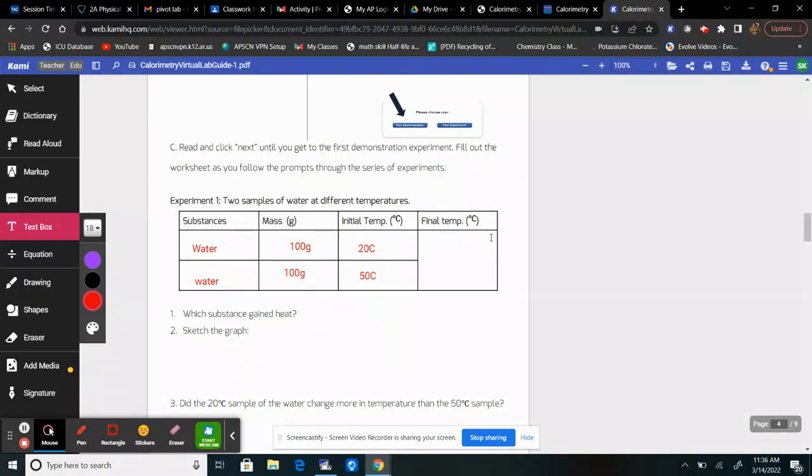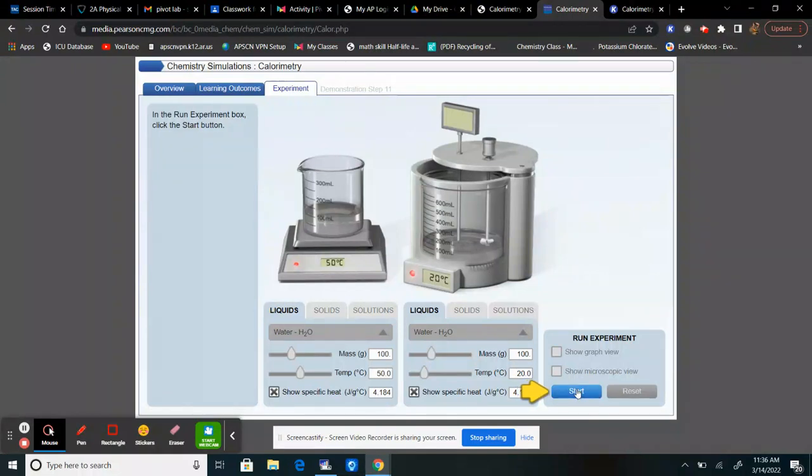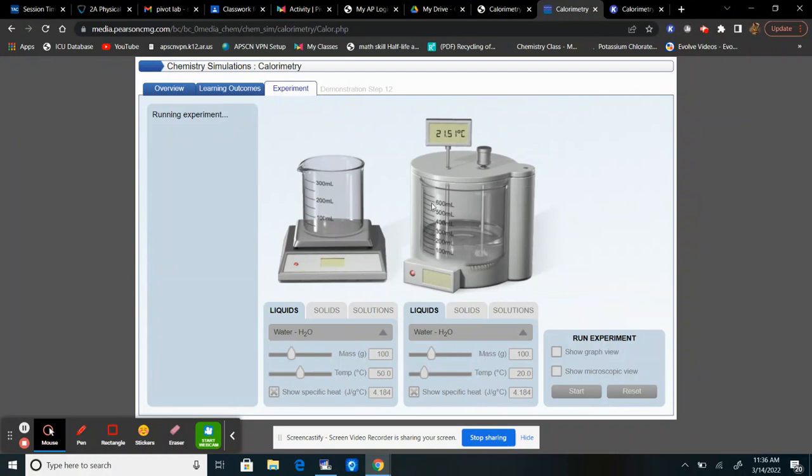So let's go ahead and run the experiment. And it takes a little bit of time. You see the hot water is being poured into the cooler water, and you'll see that the mixer is mixing everything together, and we're waiting for that final temperature. You see that the temperature is going up. And our final temperature is at 35 degrees Celsius.